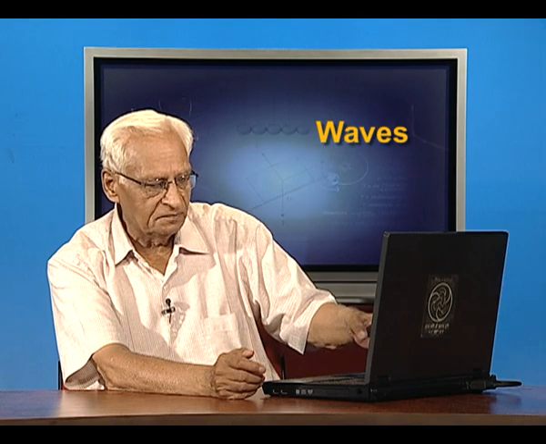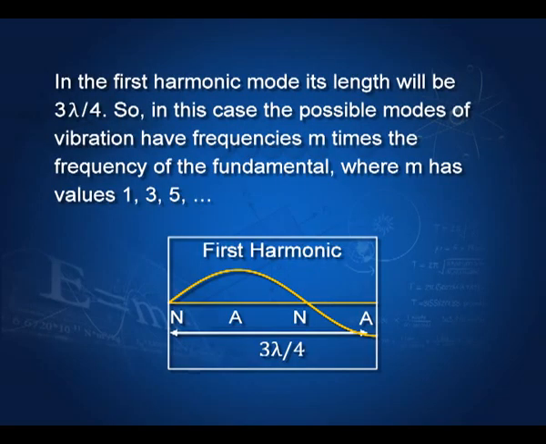The next mode can be, there are two nodes and two antinodes like this, and you can see the wavelength now is such that the length of the string is equal to 3 lambda by 4. The length is 3/4, this half and 1/4, 3/4 of lambda.